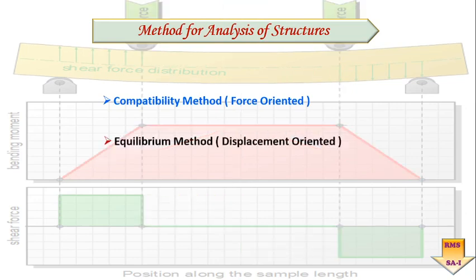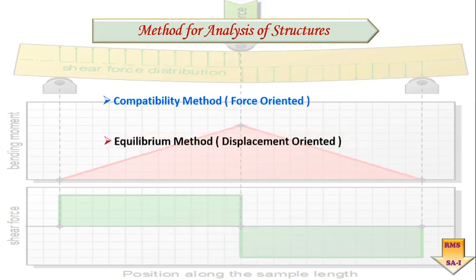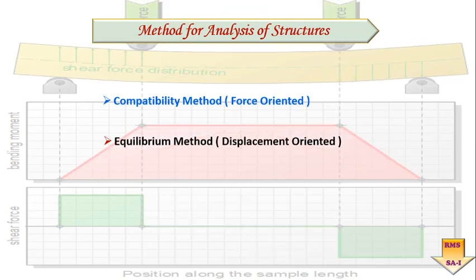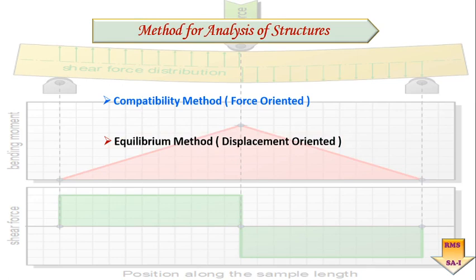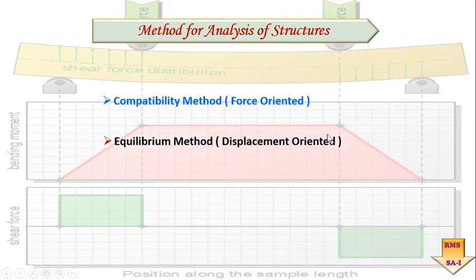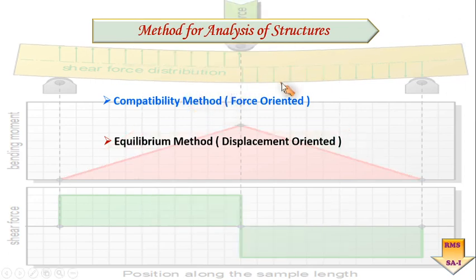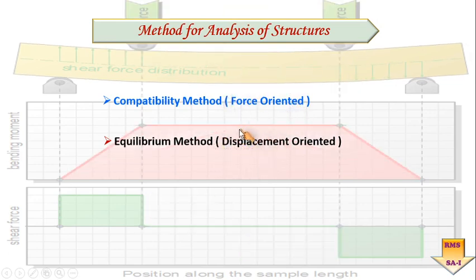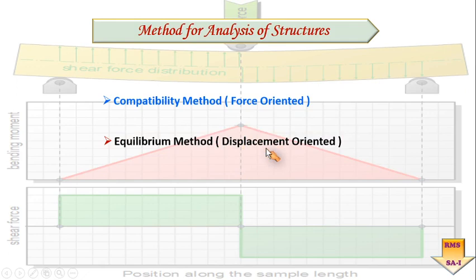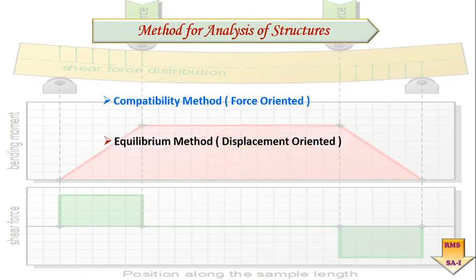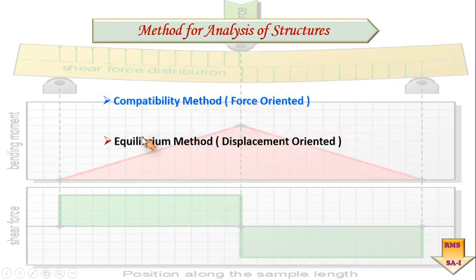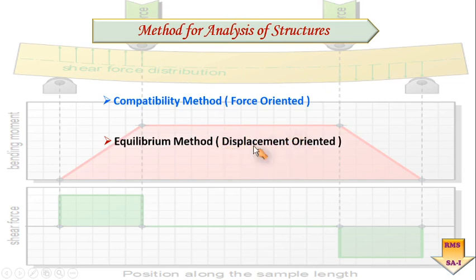Moving ahead, another method is called the equilibrium method. This method is also called the displacement method. As far as this displacement method is concerned, which is also called the equilibrium method, here, as in the case of the compatibility method where force was the major focus, displacement of a particular joint is going to be the major focus. Is it okay? So the compatibility method is force oriented, whereas the equilibrium method is displacement oriented.